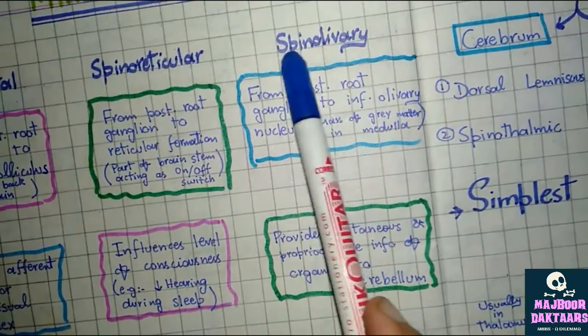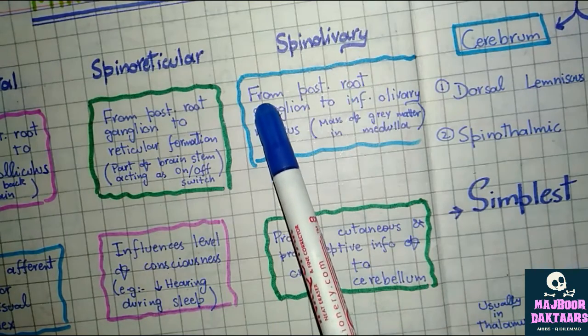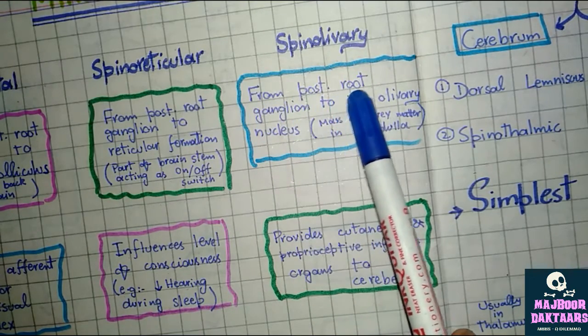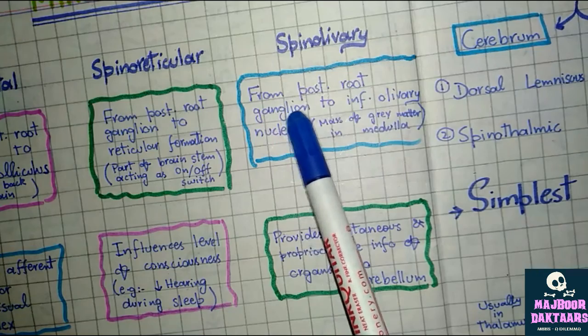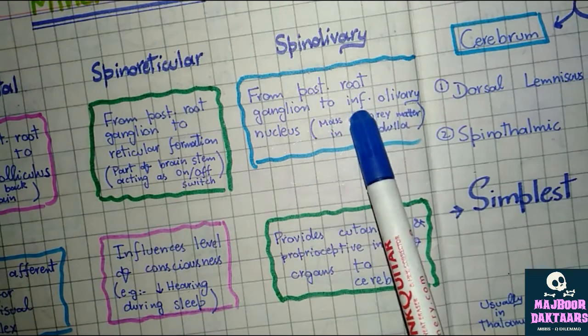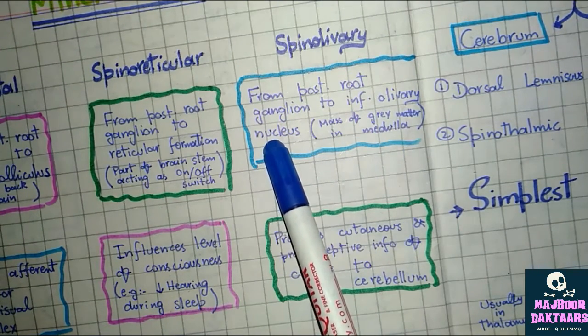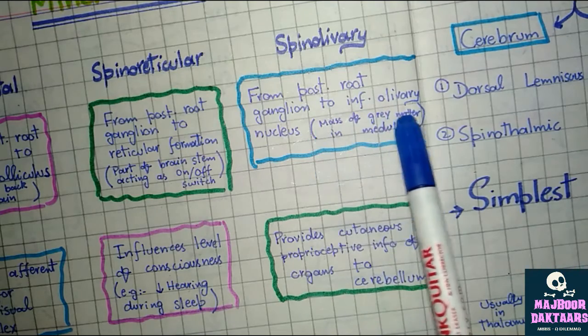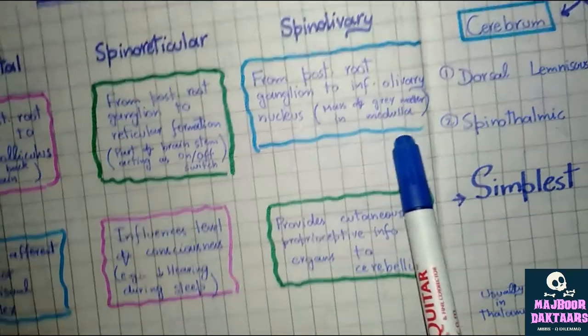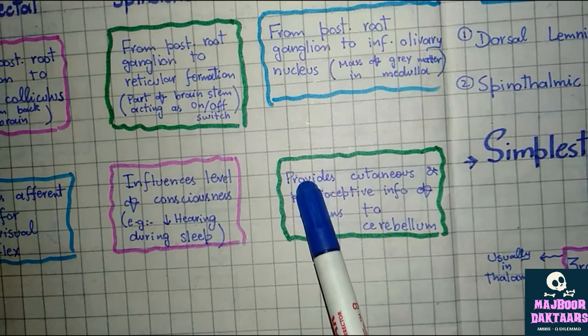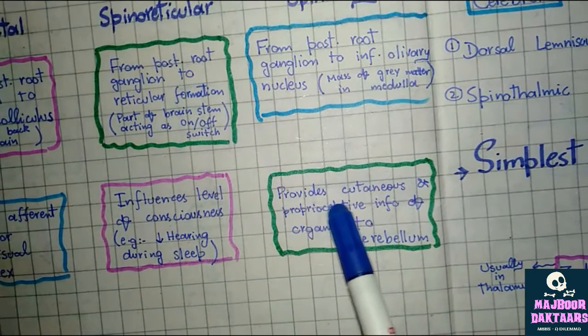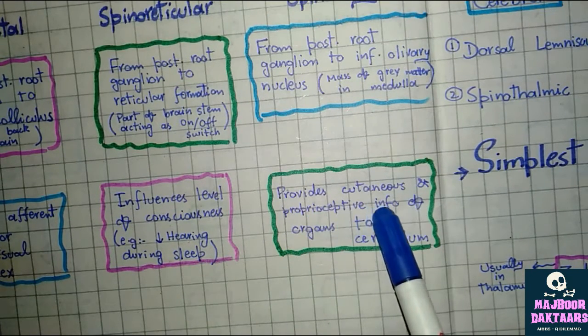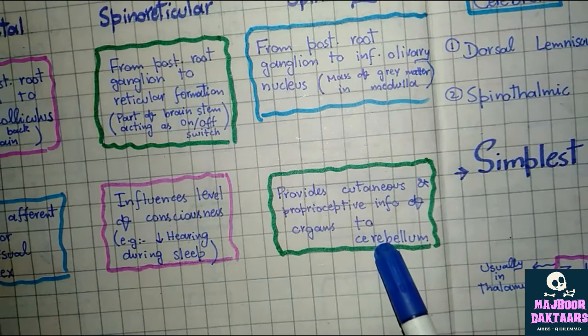The last tract, the spino-olivary tract, moves from the posterior root ganglion and ends at the inferior olivary nucleus. The inferior olivary nucleus is a mass of gray matter in the medulla. What is its role? The spino-olivary pathway provides cutaneous and proprioceptive information of the organ to the cerebellum.